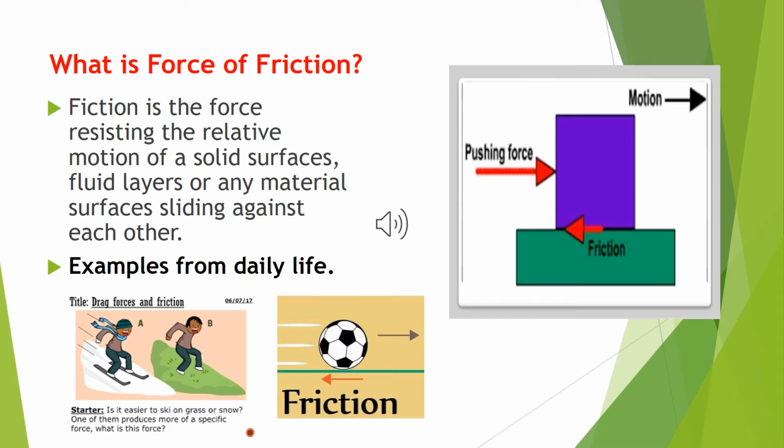So when two surfaces are rubbing against each other, the force of friction comes into play and it opposes the motion of these surfaces. For example, you can take examples from daily life, like if you slide on grass or if you slide on snow, what will be easier? It is easier to slide on snow than on grass because snow will offer less friction and grass will offer more friction.